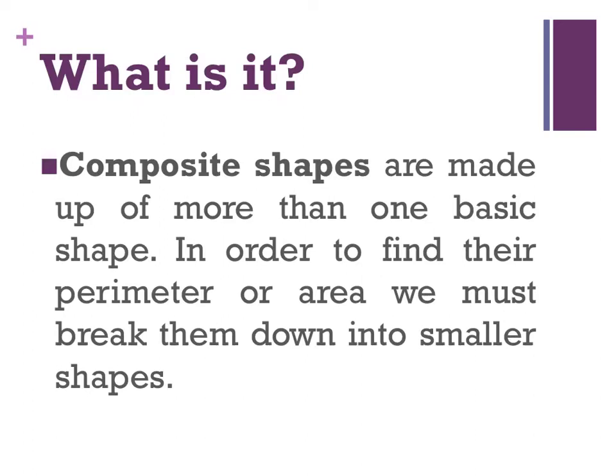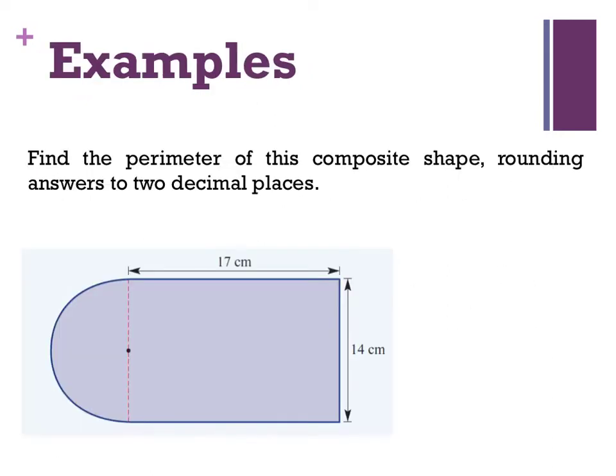Last lesson and the lesson before, we looked at perimeter of basic shapes such as squares, rectangles, rhombuses, circles, and then we also had a look at finding the area of them. In order to find the perimeter or area of composite shapes, we must break them down into their smaller shapes. So a composite shape is made up of more than one regular shape, and we have to break them down in order to find the area or perimeter. Let's first have a look at perimeter.